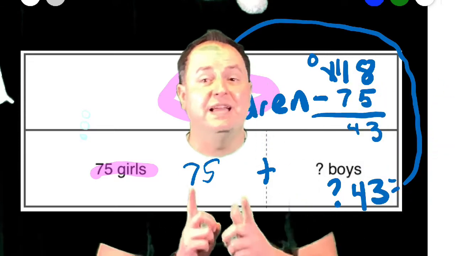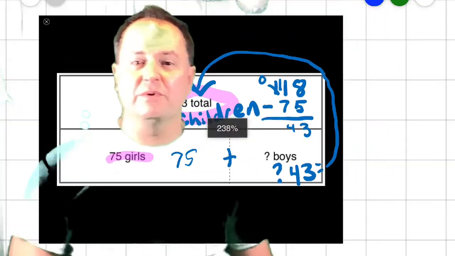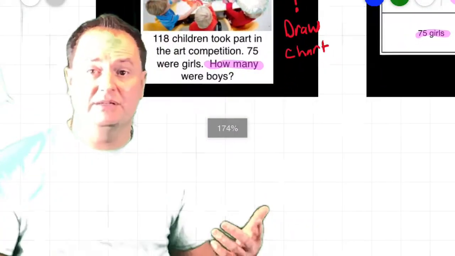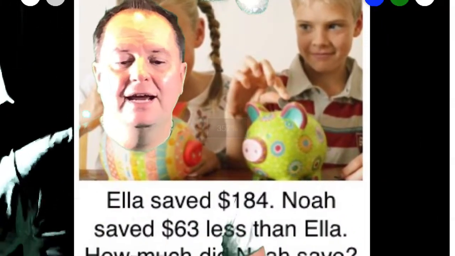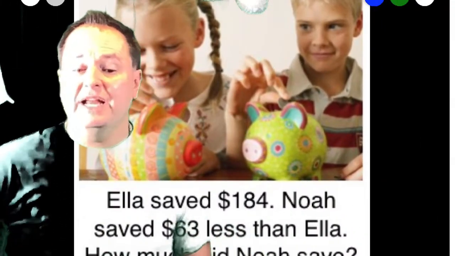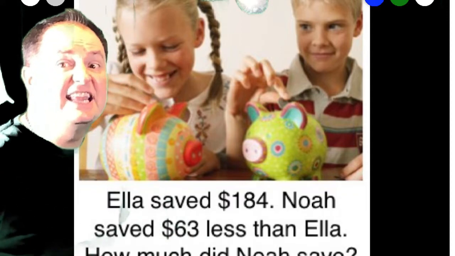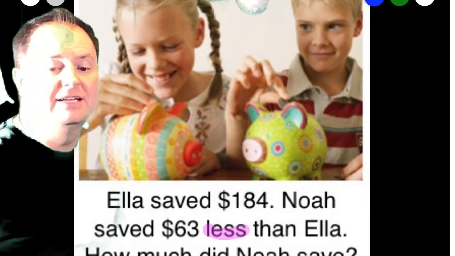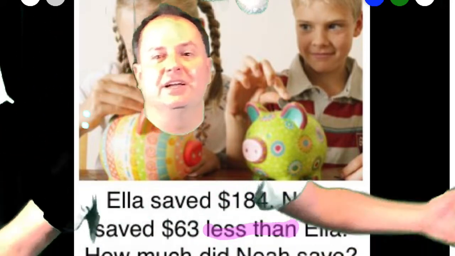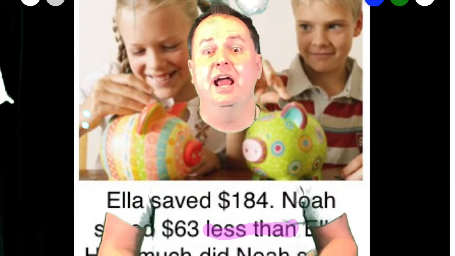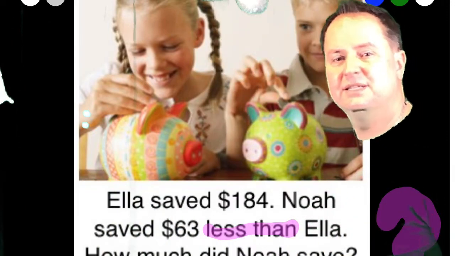All right, now we're going to look at another one. So make sure when you're doing these that you put them in the right spot, okay? All right, our next one says, Ella saved $184. Noah saved 63 less than Ella. How much did Noah save? All right, your teacher's going to click pause right here, and then we will be back to see if you can find out how much Noah saved.